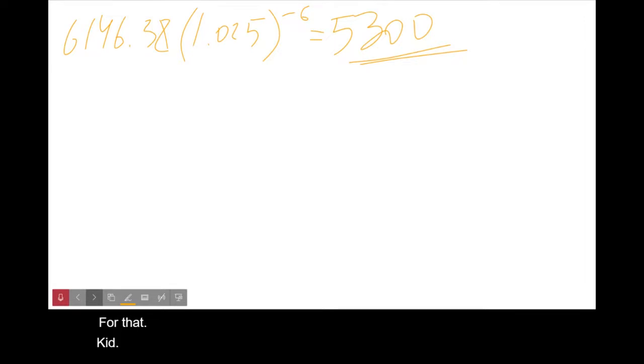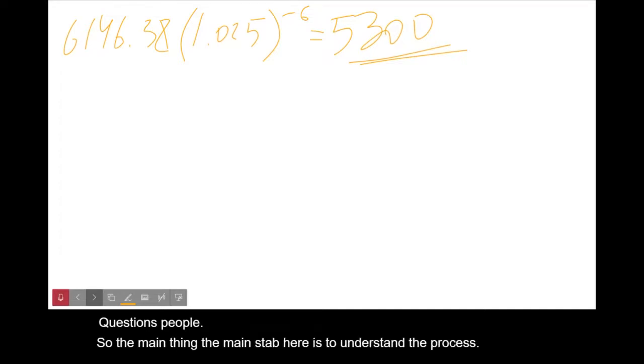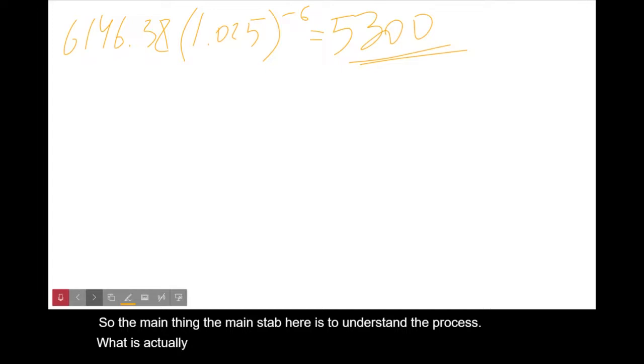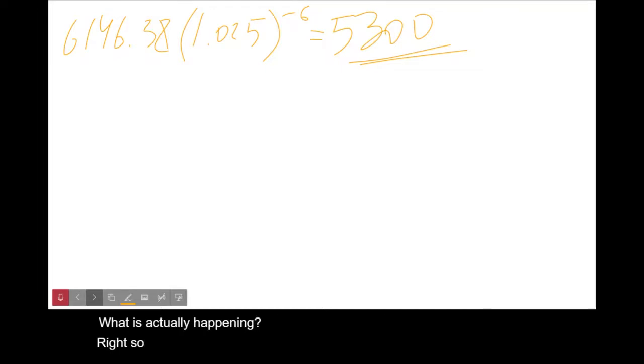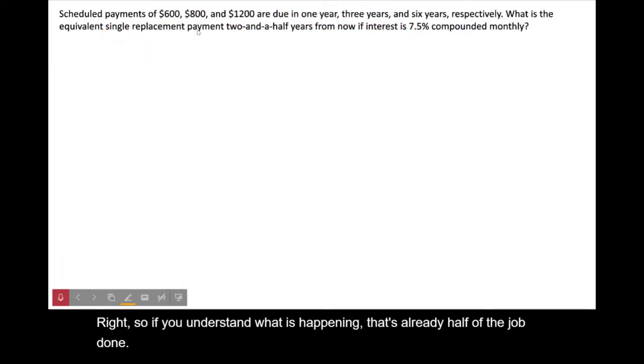Questions, people? The main step here is to understand the process. What is actually happening? If you understand what is happening, that's already half of the job done.